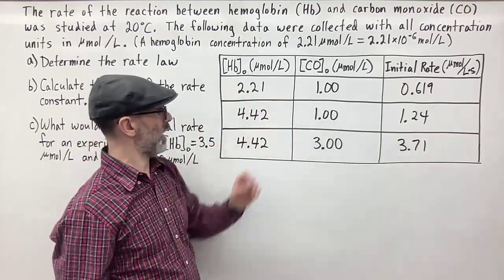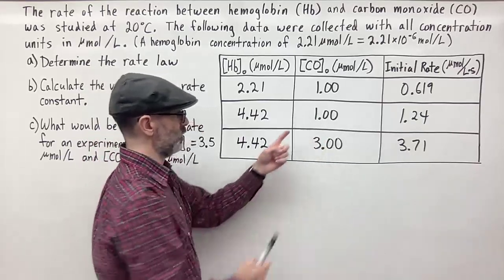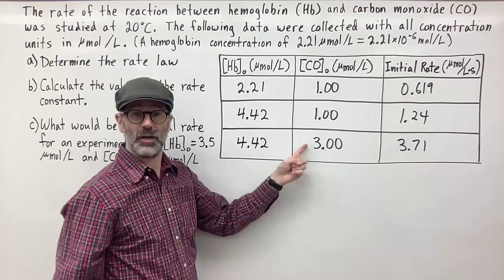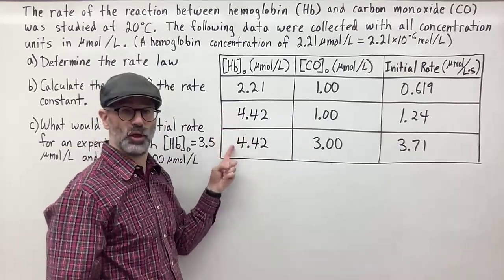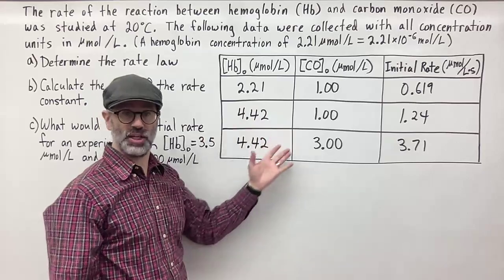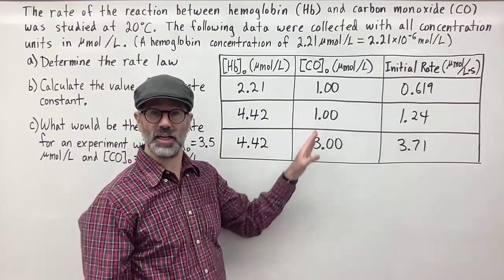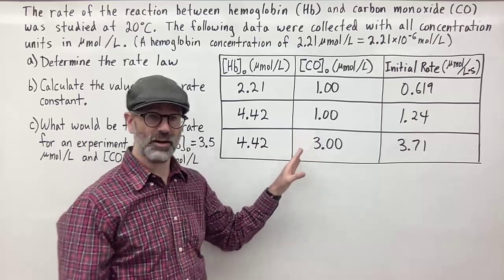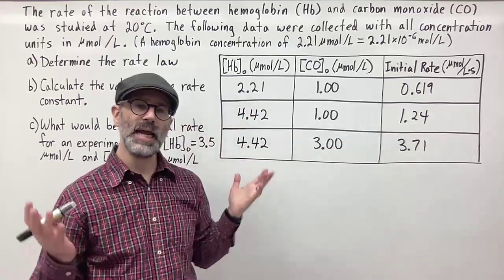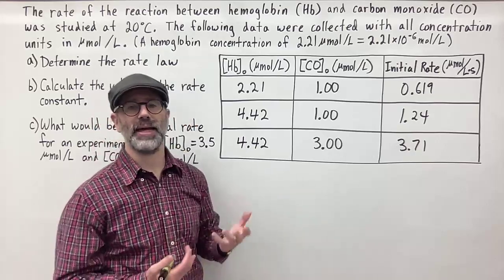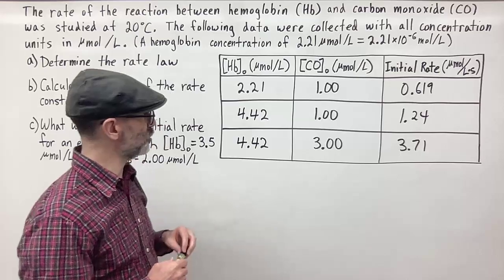Now, for carbon monoxide, we can look at these two trials, where carbon monoxide is different but the hemoglobin concentration is the same. So we could use these two to figure out the relationship between the change in the concentration of carbon monoxide and how that relates to the initial rate. Now, there's a couple ways you can do this. The first way is you could eyeball it and figure out what the relationship is.